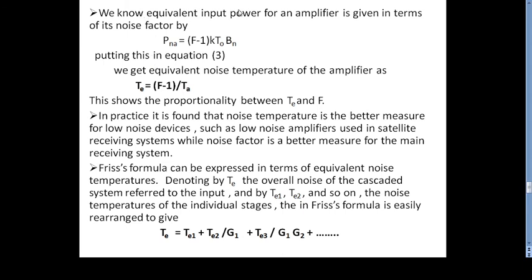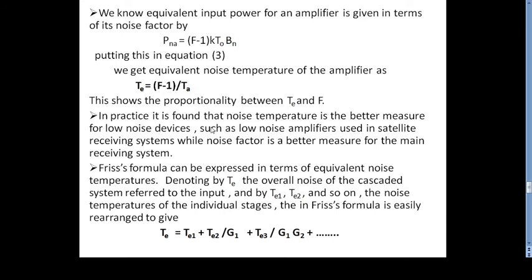So we know the equivalent input power of the amplifier is given in terms of noise factor: F minus 1 multiplied by K into T0 into Bn. Putting this in equation number 3, we can get the equivalent noise temperature in terms of the noise factor. So the equivalent noise temperature is (F minus 1) multiplied by the reference temperature T0. This shows the proportionality between the equivalent noise temperature and the noise factor.